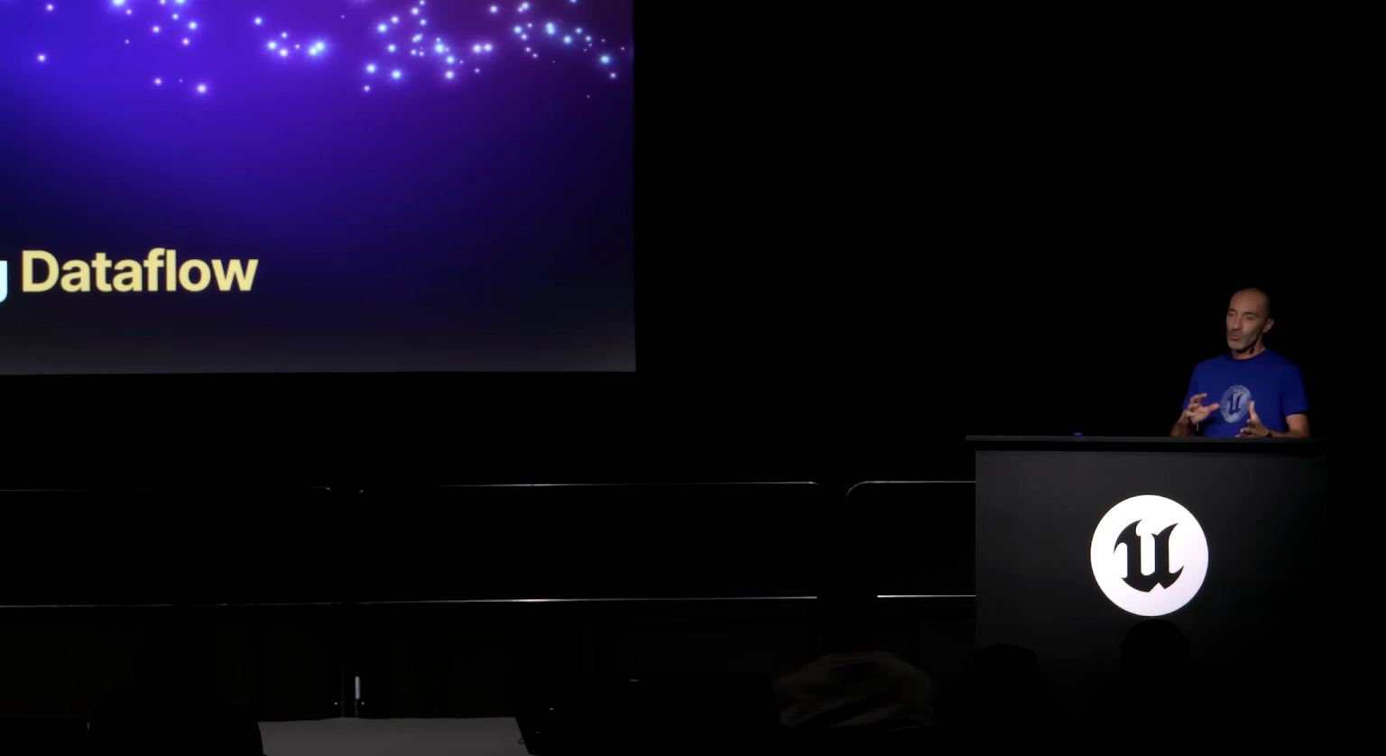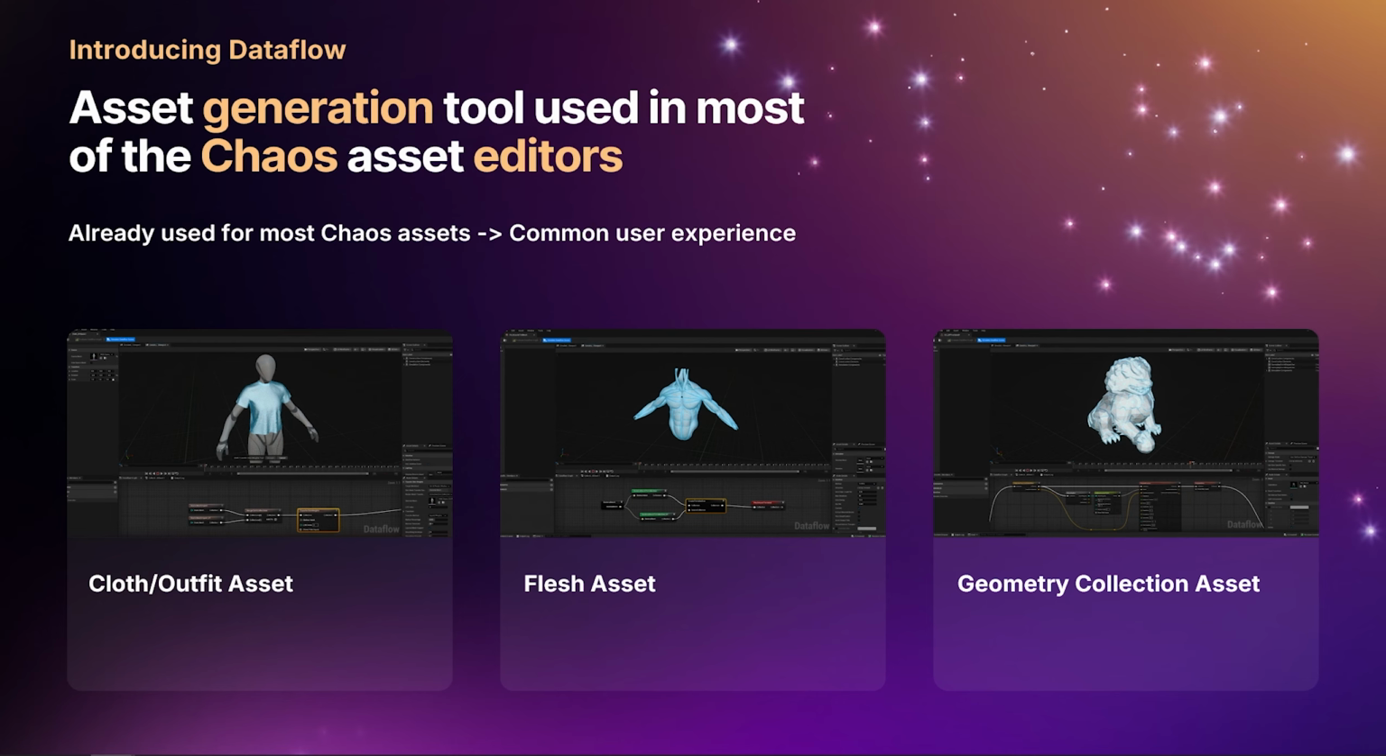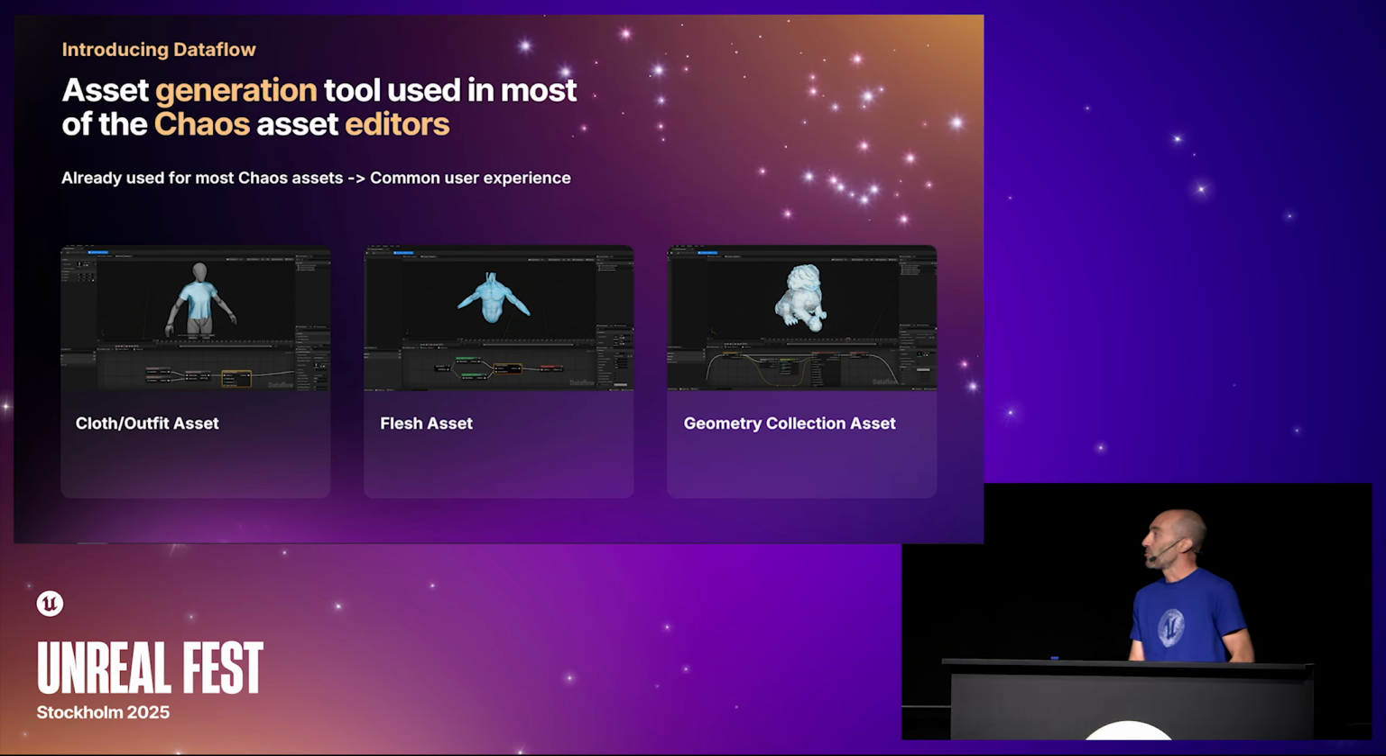I'm not going to go too much in detail. If you have more questions about how it works, I will be around after the talk so we can discuss a bit more. But I'm just going to briefly describe that framework in case you never used it. So Dataflow is an asset generation tool. It's used for now in most of the Chaos asset editors. So it's used for cloth, outfit asset, flesh asset, geometry collection asset, and I think it's going to be used in 5.7 for physics asset generation as well, and now for Groom asset as well. So it's used more and more. I hope it will be used even more in the future. It's a really great tool.